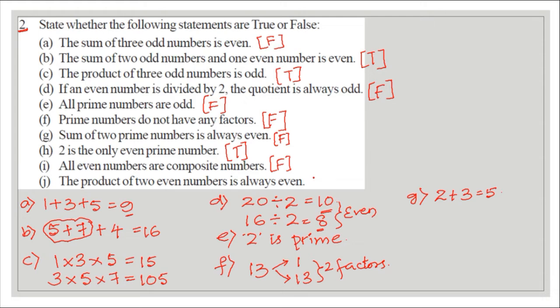The product of two even numbers is always even. This statement is a true statement. Say for example, if I consider 4, an even number, multiplied by another even number, say 6, the product is 24.